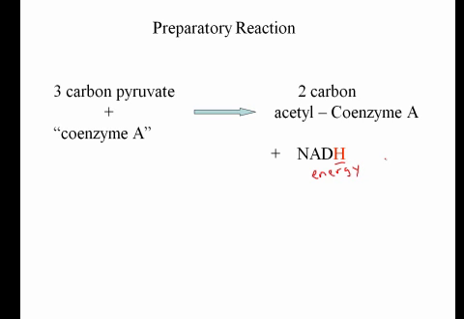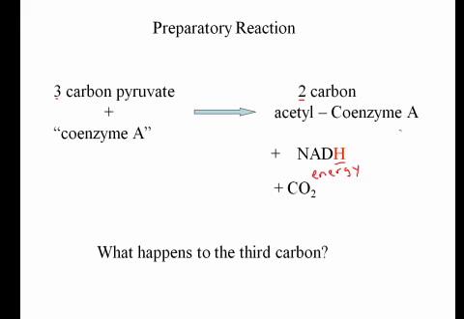Now we need to count our carbons. We begin with a 3-carbon pyruvate molecule, and the acetyl-CoA only has 2 carbons. Right? So that 3rd carbon is released. This is where we form the first molecule of carbon dioxide. So one of the end products of our reaction, a waste product of cellular respiration, is carbon dioxide that we exhale.